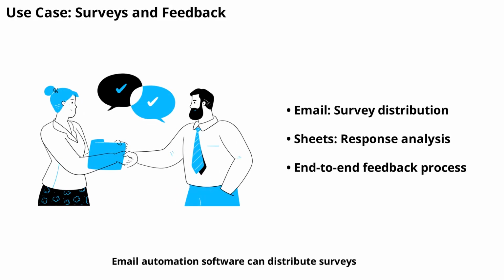Email automation software can distribute surveys and collect feedback from large groups efficiently. Google Sheets can store and analyze the survey responses, making it easy to visualize trends and insights. Together, these tools create a seamless workflow for gathering and processing feedback from distribution to analysis.